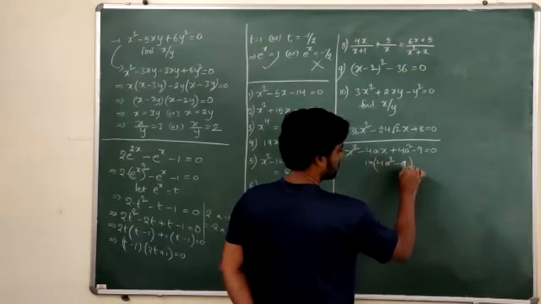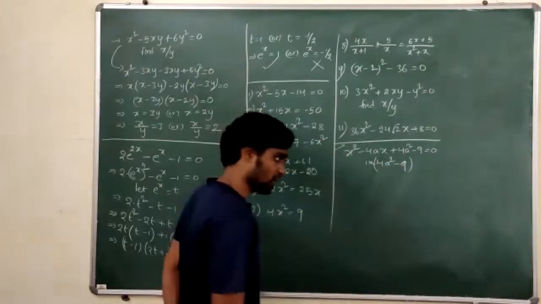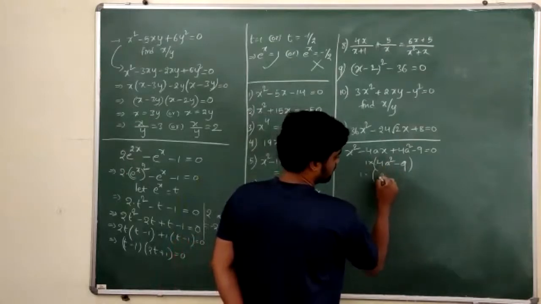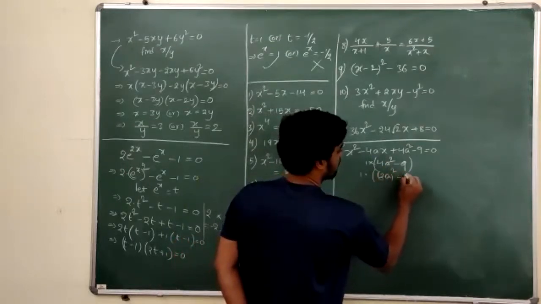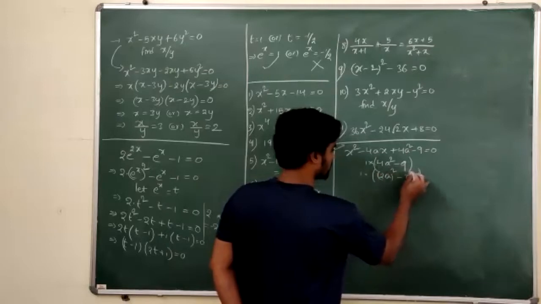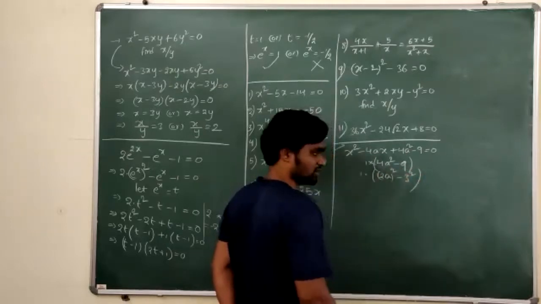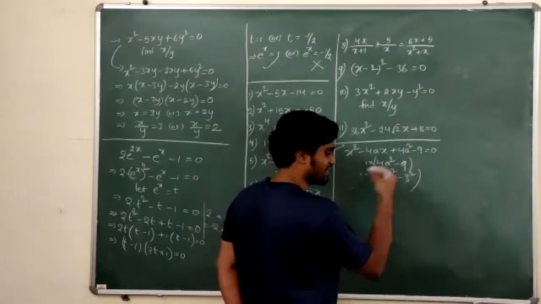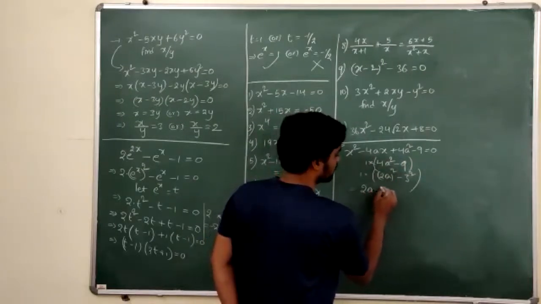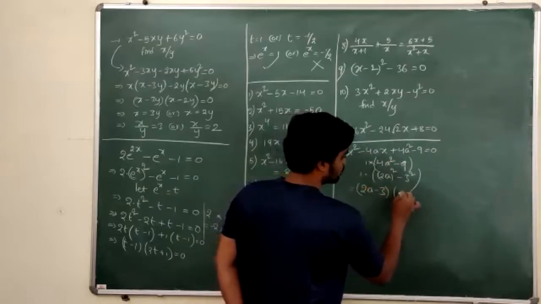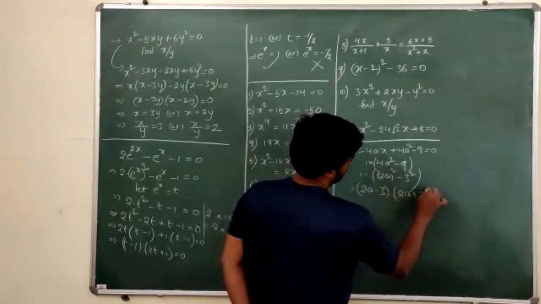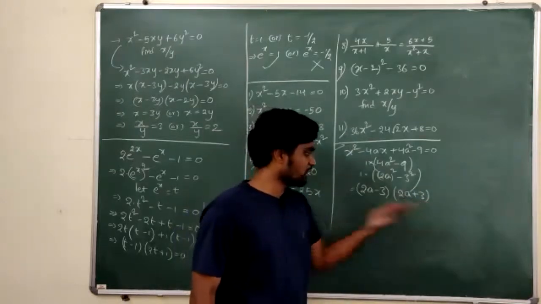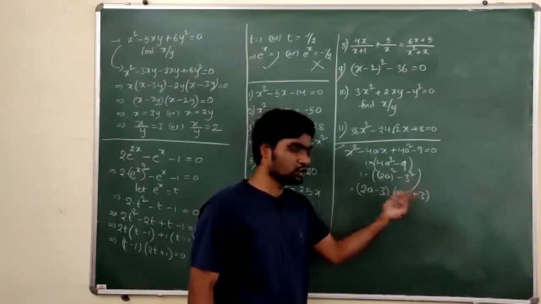1 into 4a square minus 9. Yes? What is this? 2a whole square minus 3 square. You have to observe this. These are the perfect square numbers. This is of the form a square minus b square. We can split it as a minus b into a plus b, which means 2a minus 3 into 2a plus 3.